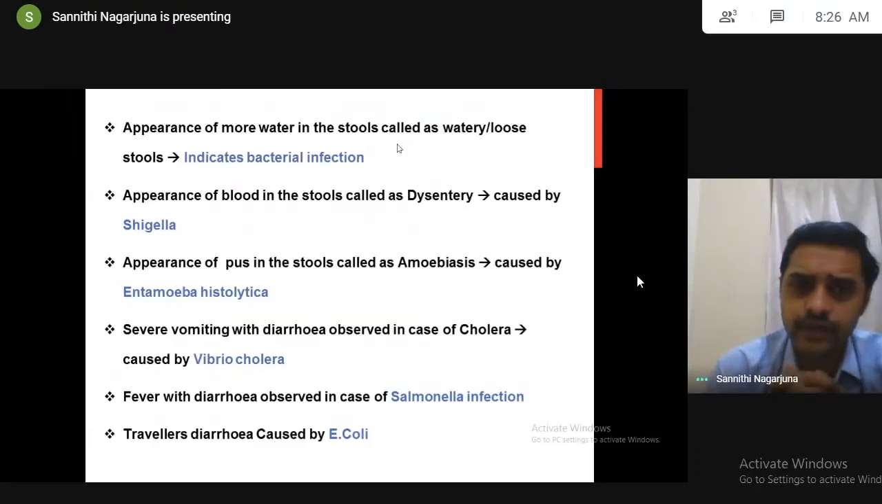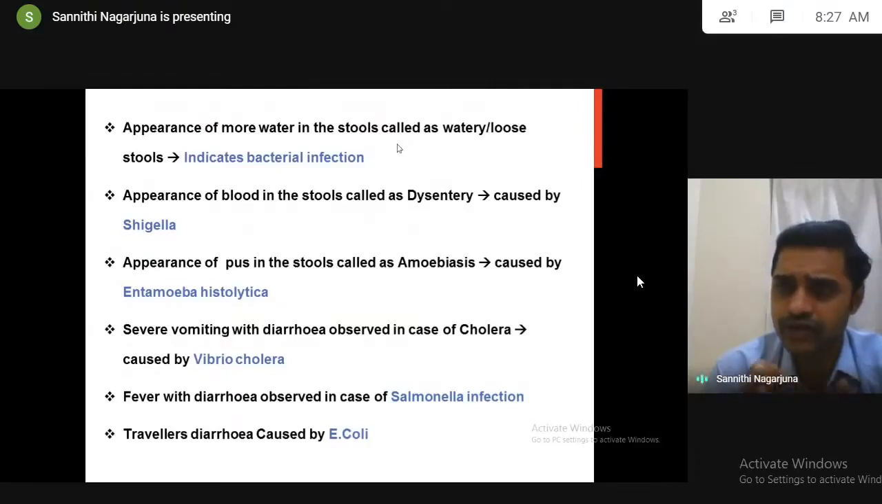Traveler's diarrhea, so diarrhea during traveling conditions. During traveling, we are taking water and food from outside, which is contaminated with microorganisms. That is mostly with E. coli. These are all the various microorganisms mostly causing diarrhea.